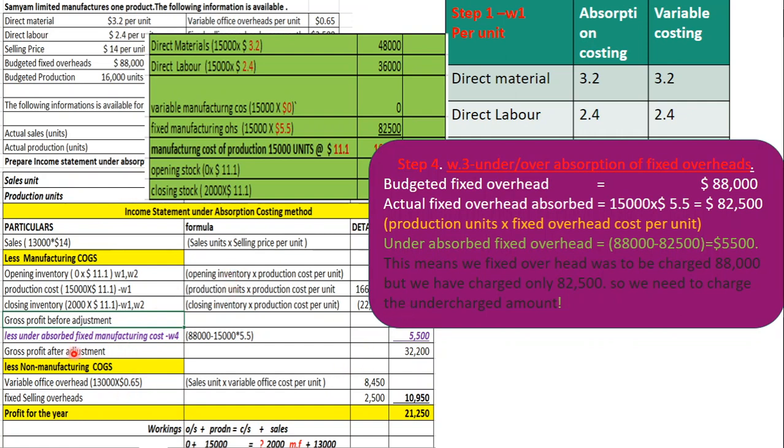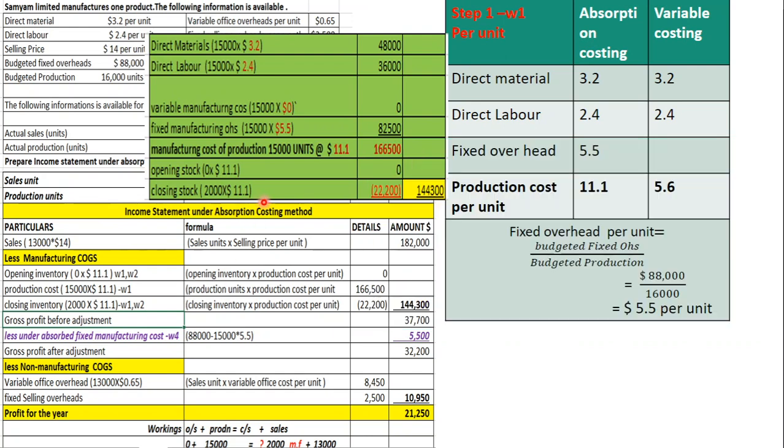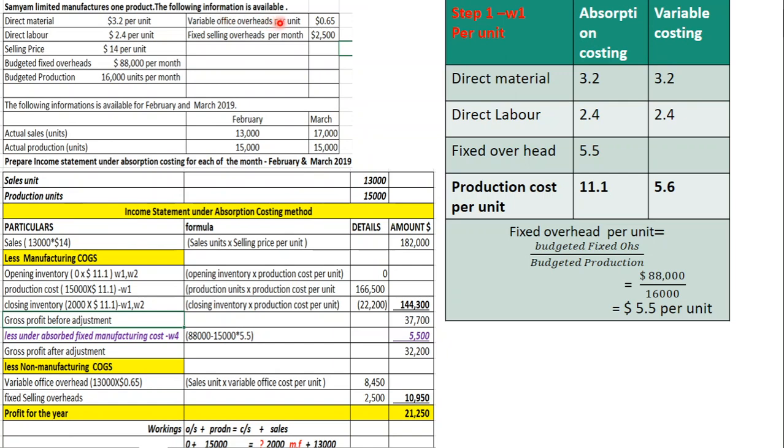Okay, moving forward. So after getting the gross profit after adjustment, we deduct the non-manufacturing costs, which are this part, the variable office overheads. These are not involved in production, so this comes here. You have to multiply with the sales units. Remember that it has to be multiplied by sales units, not production units. So when you multiply these two, you get 8,450. And then fixed selling overhead per month, since we are doing monthly calculation, you put your 2,500 as fixed. Add this up, you get the total non-manufacturing costs, and you deduct it, you get the profit for the year. That's how we solve it.